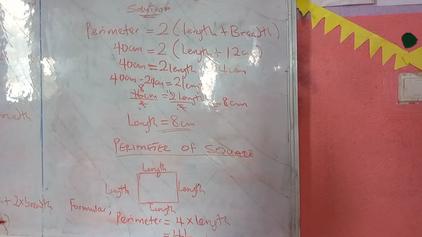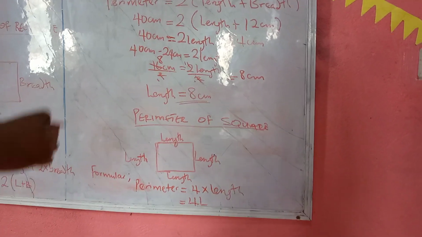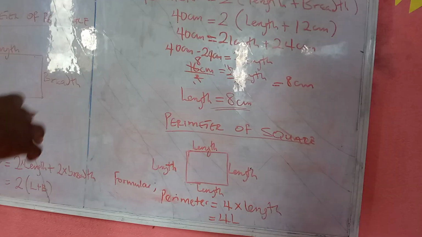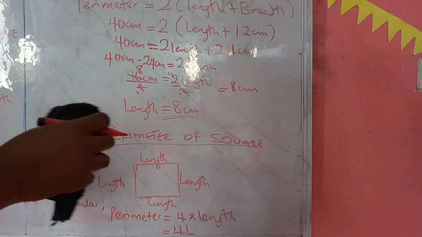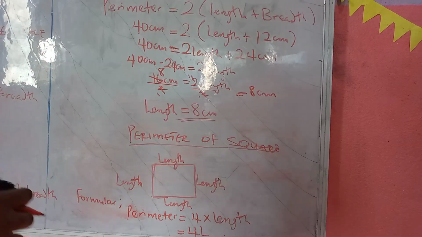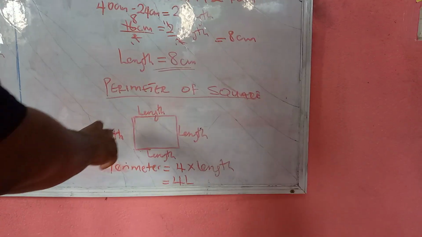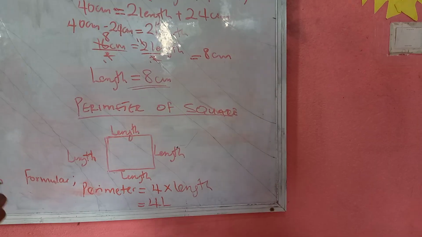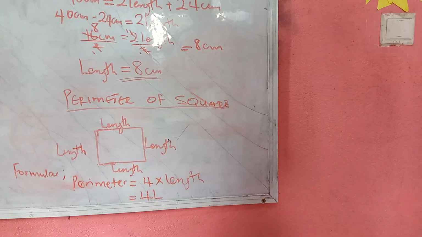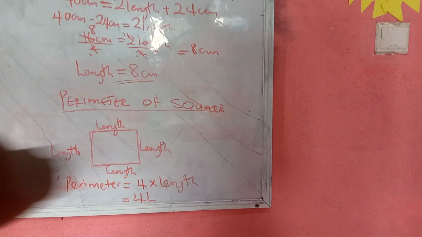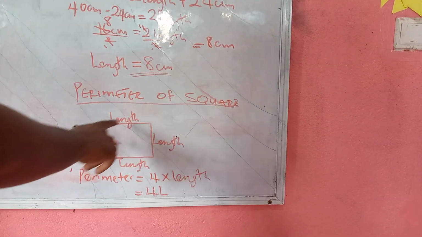So on perimeter of square. In a square, we said square and rectangle share almost the same features, only that in a square, all the sides are equal. That is why we call them the 4 sides length, because they have the same size. You get it now? They have the same length.